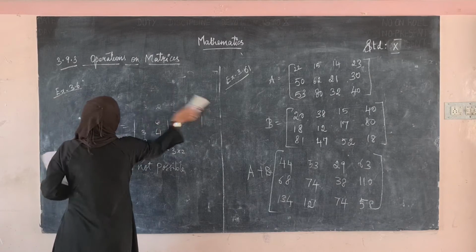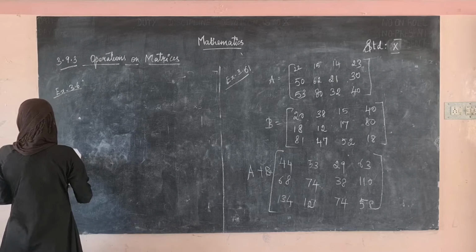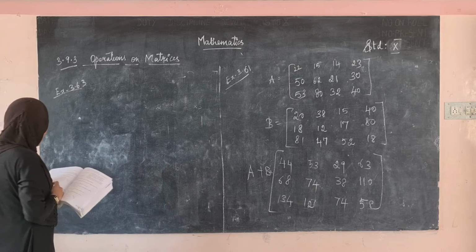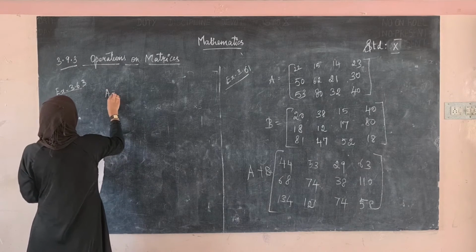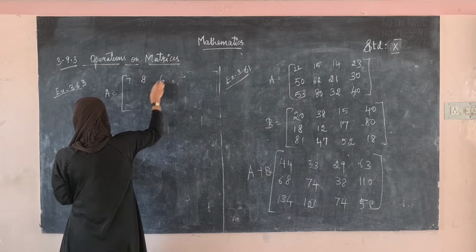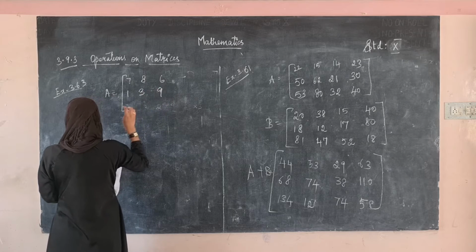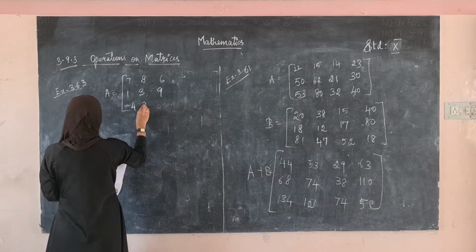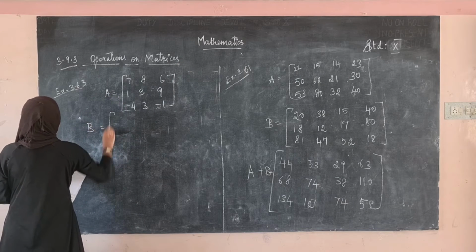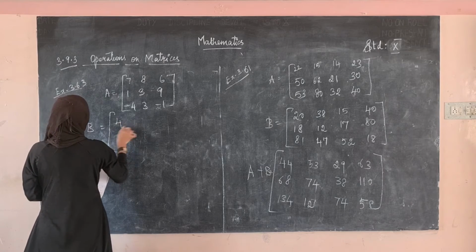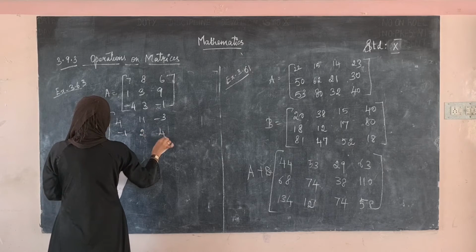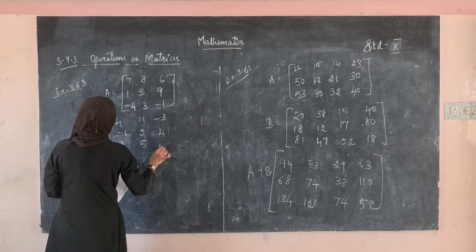Okay, now example 3.63. They have given A and B. We have to find 2A plus B. What's the value of A they have given? 7, 8, 6, 1, 3, 9, minus 4, 3, minus 1. This is the matrix A and matrix B is 4, 11, minus 3, minus 1, 2, 4, 7, 5, 0.